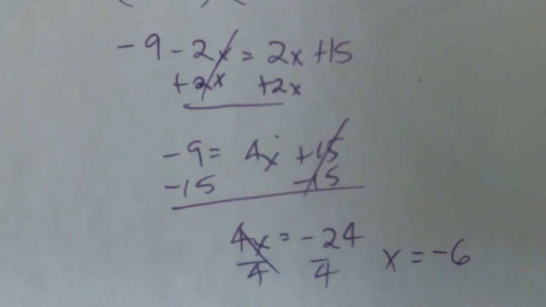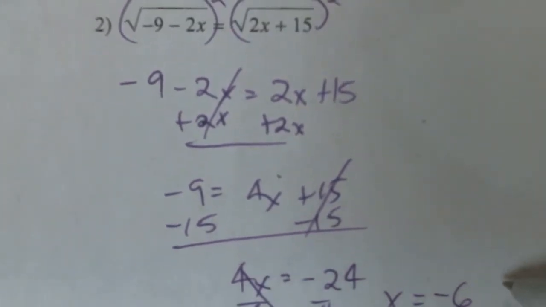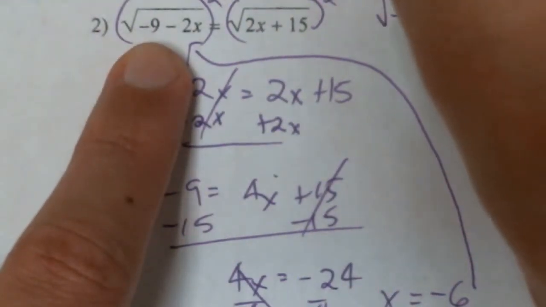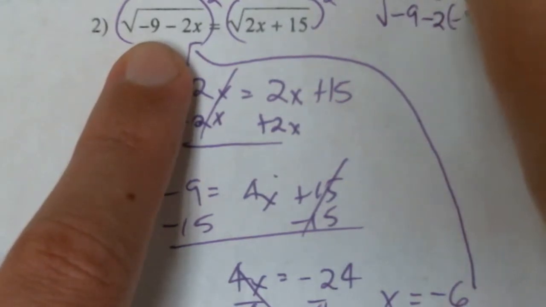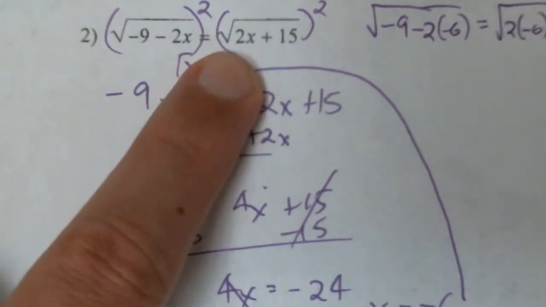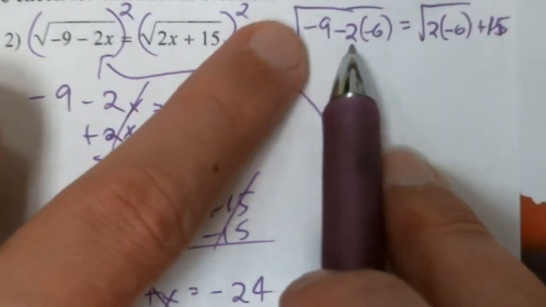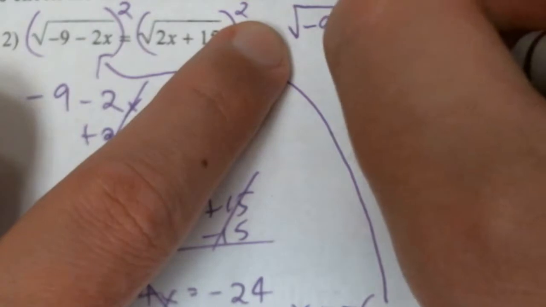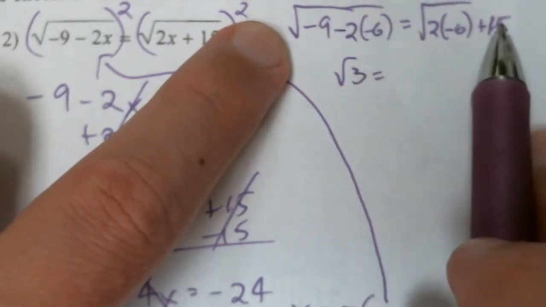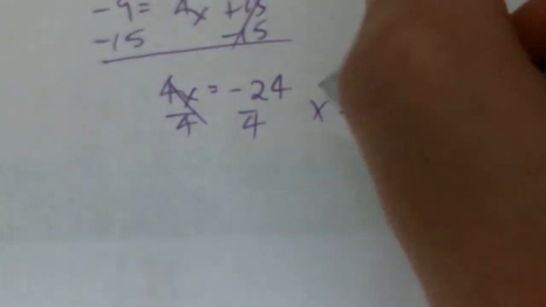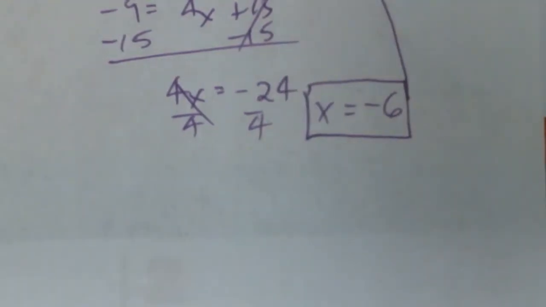Okay, let's take that and plug that back in. A little bit tricky here. When I plug this back in, I've got the square root of negative 9 minus 2 times negative 6 equals the square root of 2 times negative 6 plus 15. So that's going to be negative 9, that's going to be a positive 12. Negative 9 plus 12 is going to be 3. So I've got the square root of 3 equals, that's going to be negative 12. Negative 12 plus 15 equals the square root of 3. Square root of 3 equals square root of 3. That checks out. So x equals negative 6 is the correct answer.